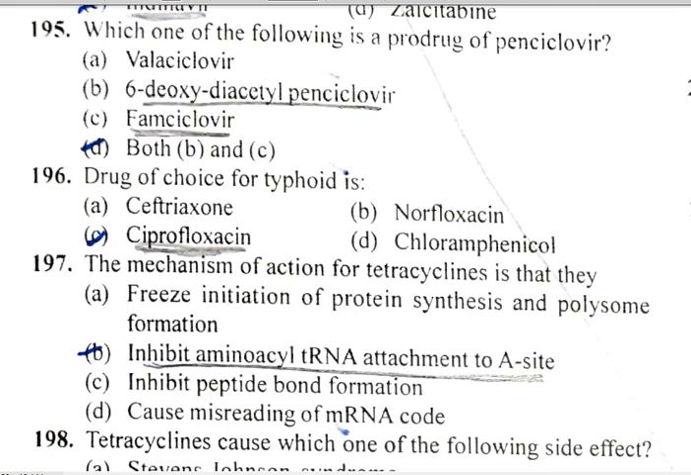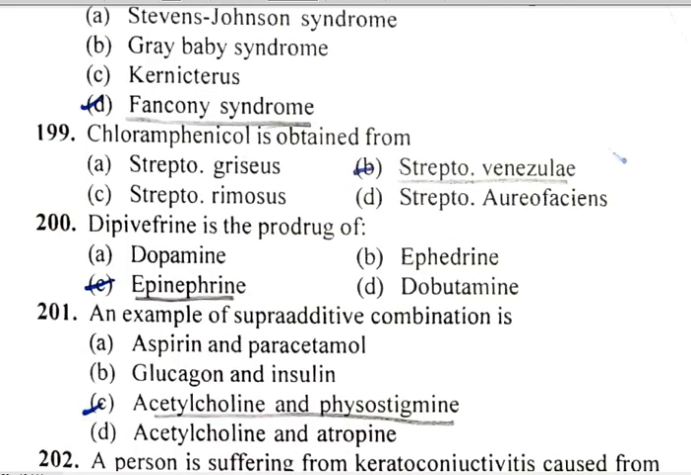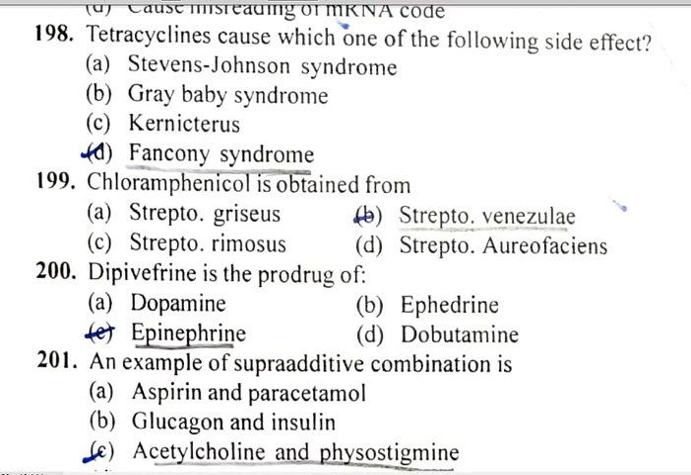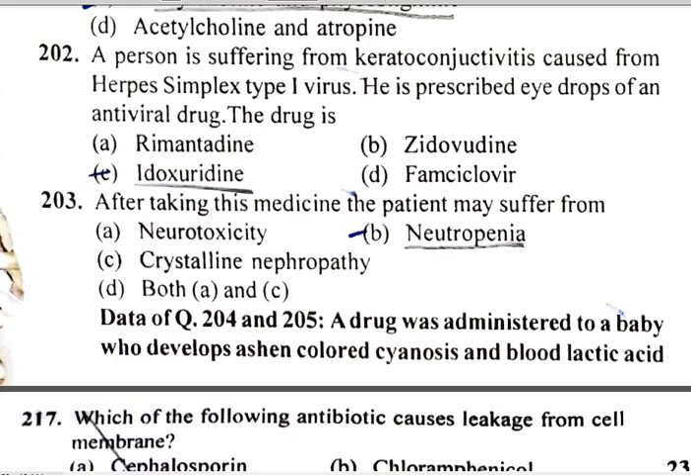The mechanism of action for tetracycline is that they inhibit aminoacyl tRNA attachment to the A site. Tetracyclines cause which one of the following side effects? That is Fanconi syndrome. Chloramphenicol is obtained from Streptomyces venezuelae. Dipivefrin is the prodrug of epinephrine. An example of supraadditive combination is acetylcholine and physostigmine.